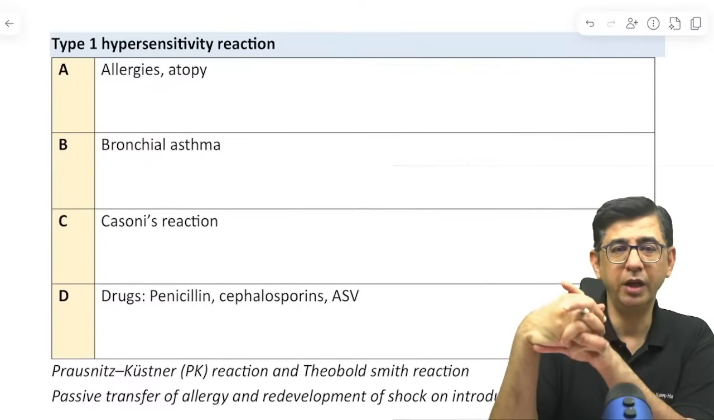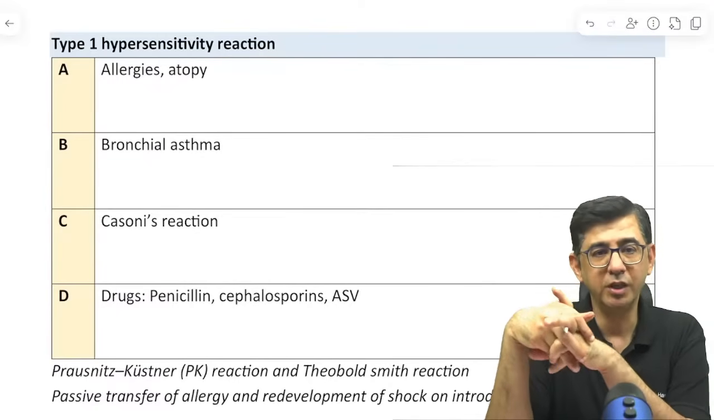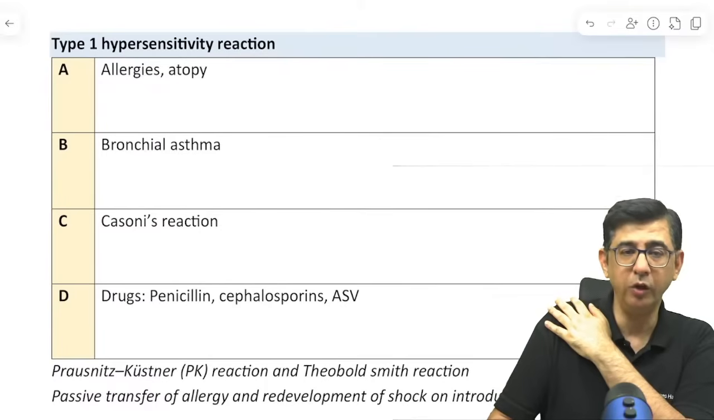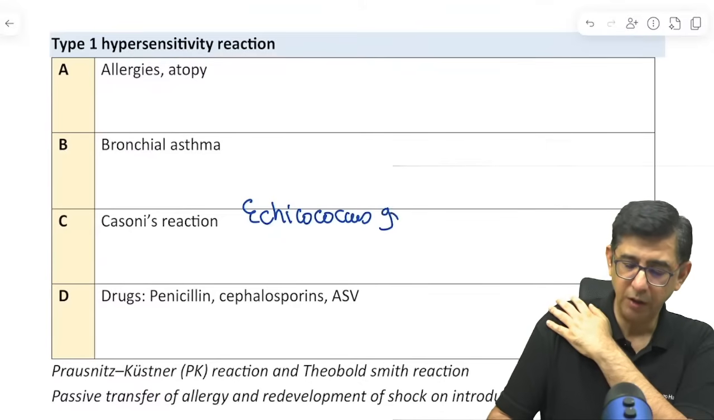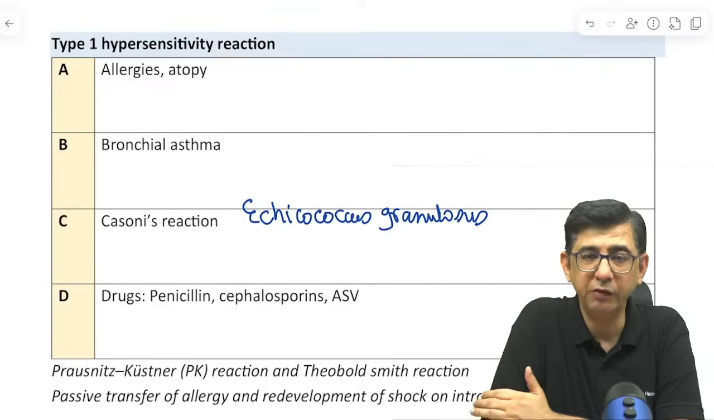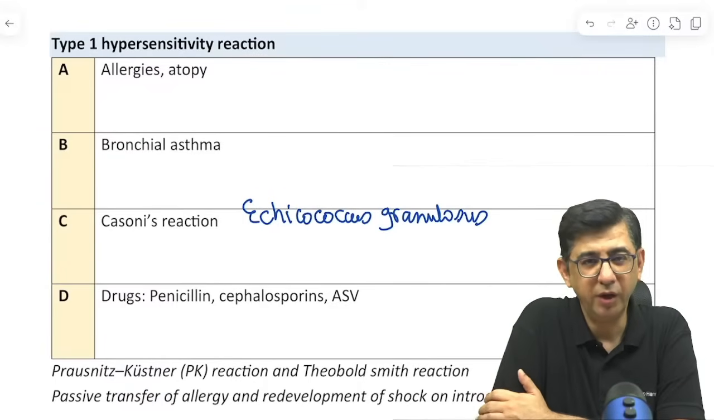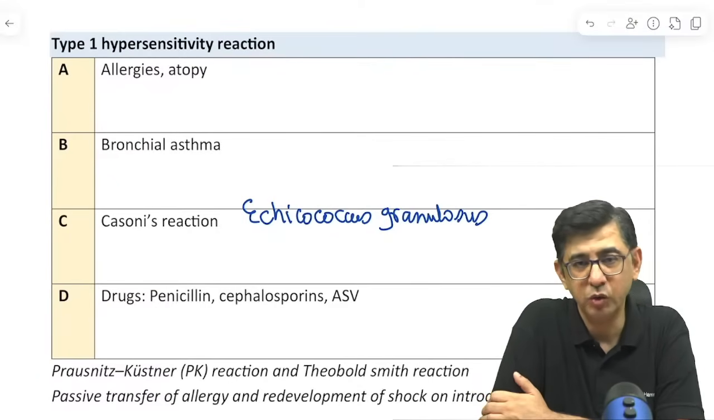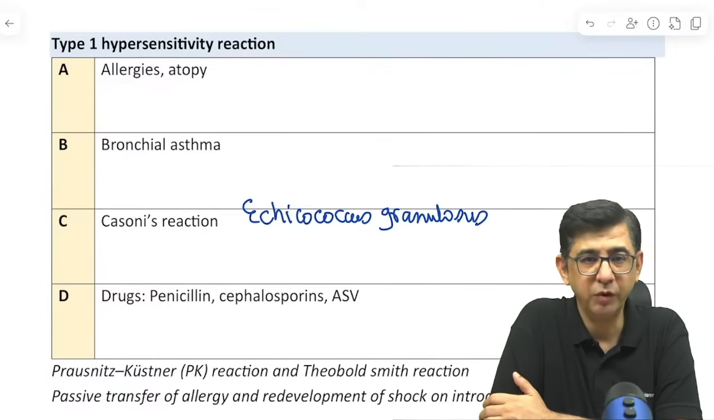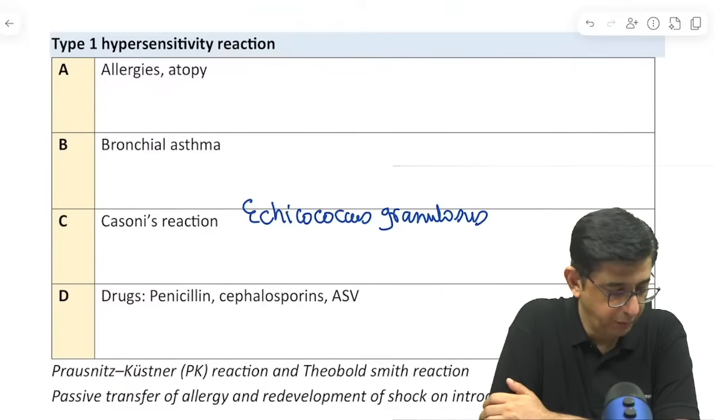ABCD is a mnemonic: allergy, atopy, then bronchial asthma, Cassoni's reaction. Cassoni's would be with dog tapeworm, that is Echinococcus granulosus. The same one in which we read about that water lily sign and that cartwheel pattern on ultrasound is dog tapeworm. Nowadays, we don't use Cassoni's reaction. It is obviously serological testing and sonographical evidence that is used to demonstrate the presentation of this. And then is drugs, penicillin, cephalosporins, and anti-snake venom, which can contribute to this.